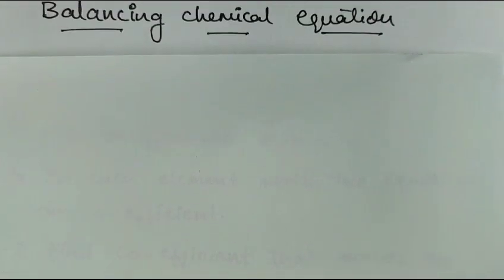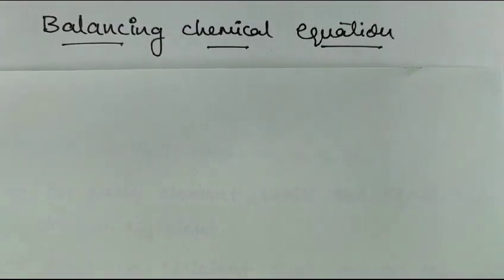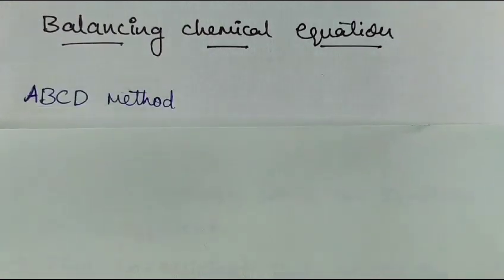Students, balancing chemical equations is one of the important topics to be studied in chemistry. You might struggle in balancing chemical equations, but there is one technique which is easier to understand and apply to balance a chemical equation, that is the ABCD method. In another way, it is one of the simple mathematical applications used to balance a chemical reaction.